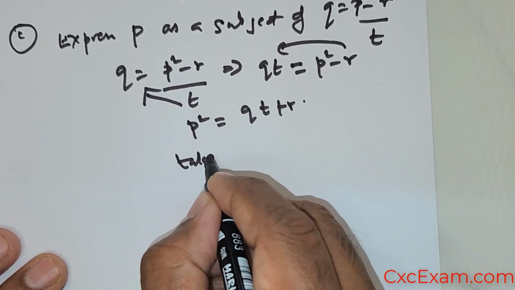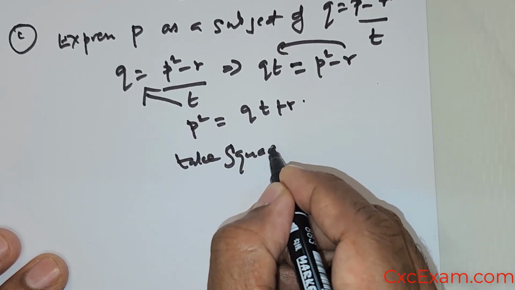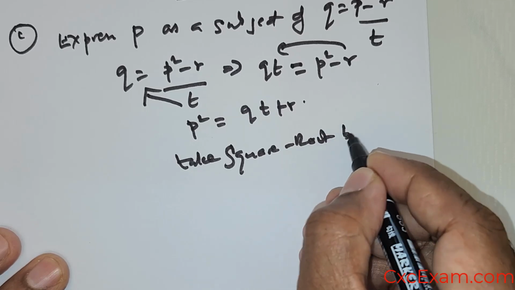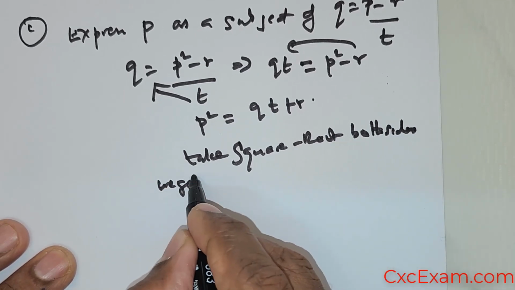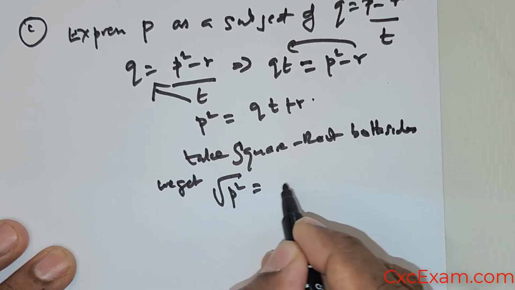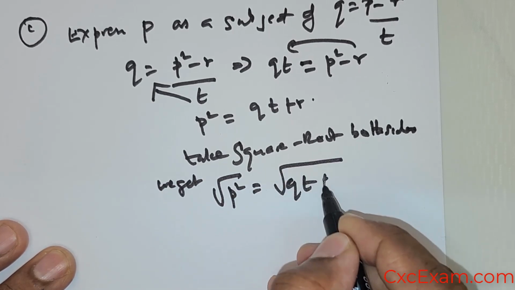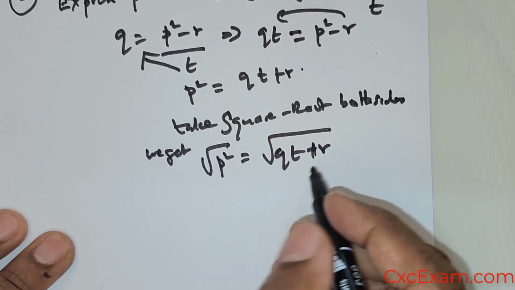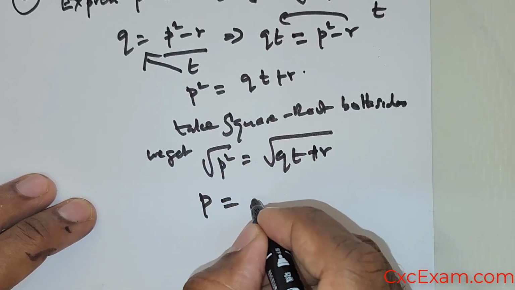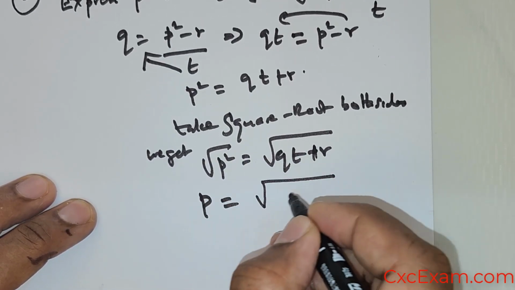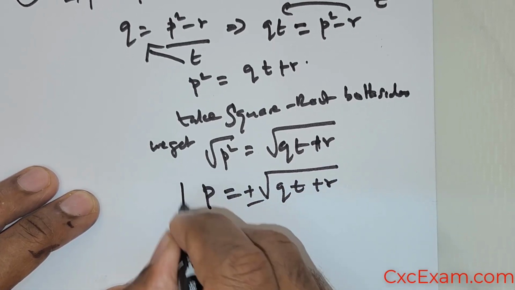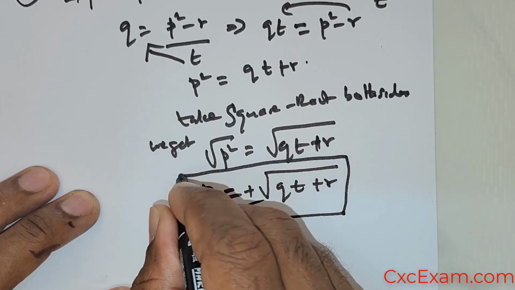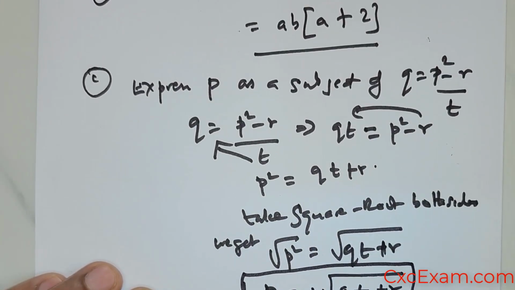Now you take the square root of both sides. Now when you take the square root of both sides, what do we get? We get the root of p squared is equal to the square root of qt plus r. This can be rewritten as p is equal to the square root of qt plus r. You can write plus or minus. Okay, and that would be the solution for this question.